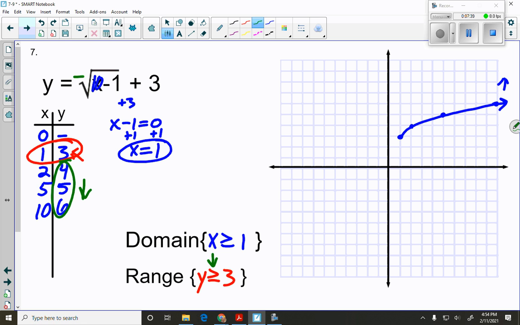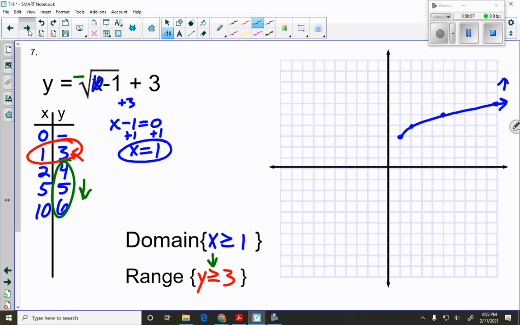And so that's why it's important to make your table first and then get an idea what it looks like. Then you can make your domain and range. Remember, domain and range are just what values are possible to plug into this function, and the range is what values do I get out of it. So y can be anything greater than or equal to 3. So it can be irrational, absolutely, anything bigger.